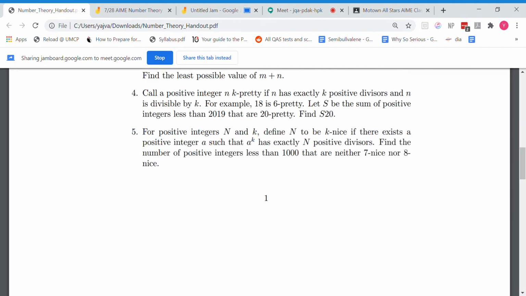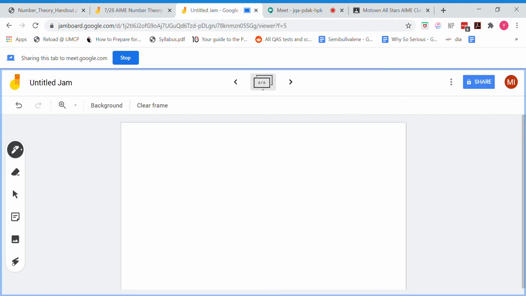Okay, so a number n is k-nice if there exists a positive integer a such that a to the k has exactly n positive divisors. Alright, so as always, you always write everything in terms of its prime factorization first. That always helps you find things.